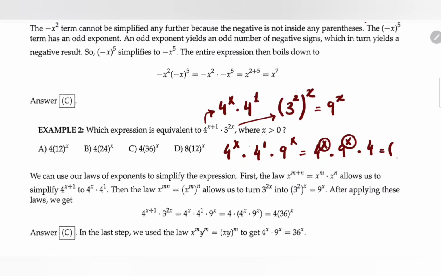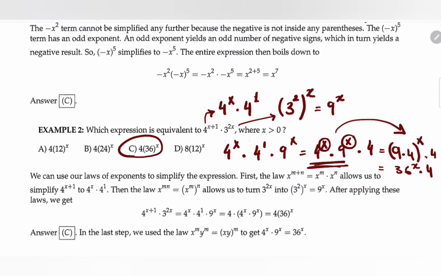So I can write it as (9 times 4) all to the power x. I can distribute x, 9 to the power x alone and 4 to the power x alone. So I put this in the form of (9 times 4) to the power x, multiply 4. And what is 9 times 4? It's 36. So it's 36 to the power x times 4. So what is the answer? The answer is C, 4 multiply 36 to the power x.